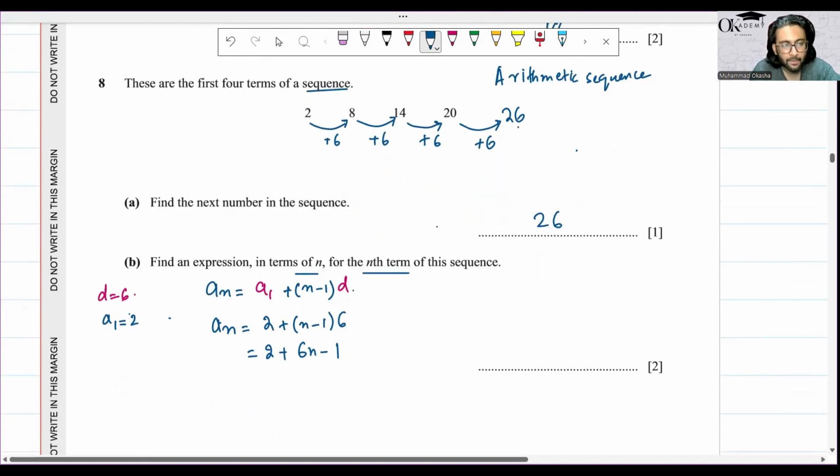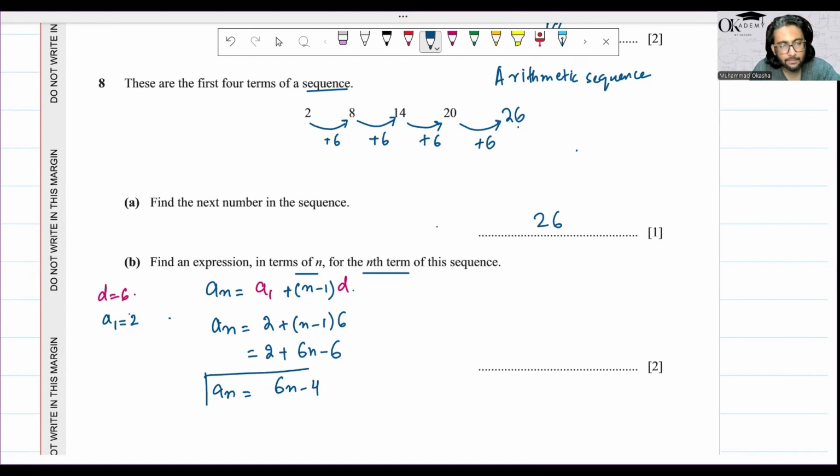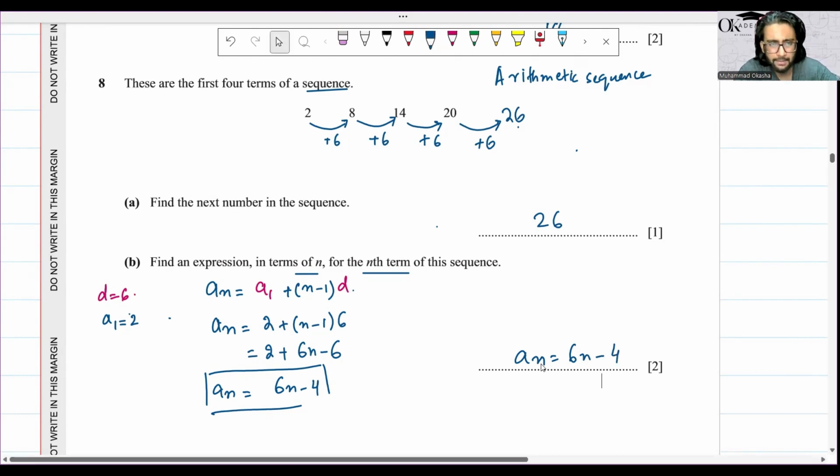So 2 minus 6 is minus 4, so you'll get altogether 6n minus 4, and that is your an, the so-called general term, right? An is equal to 6n minus 4. Even if you write it as 6n minus 4, that's also fine, right? I hope there's no confusion so far. Let's move on.